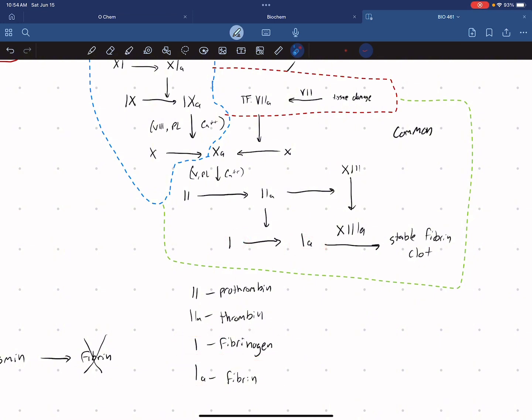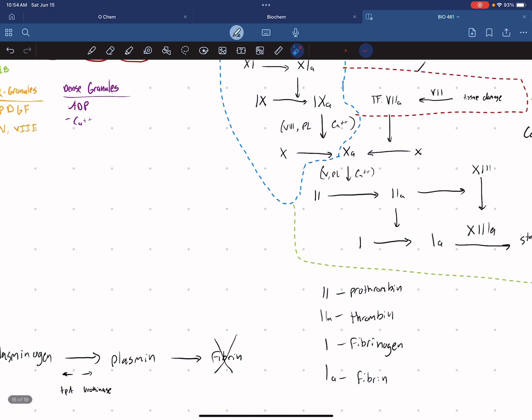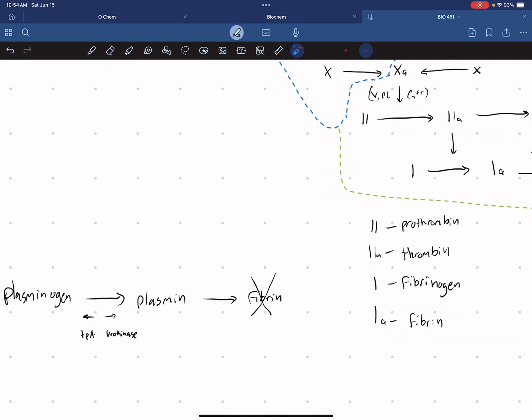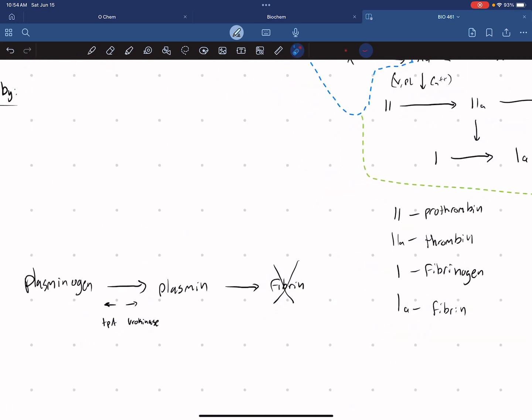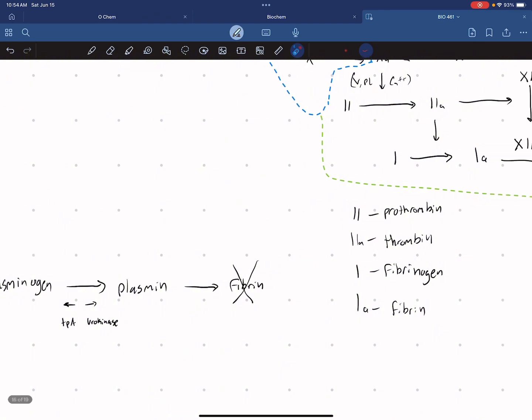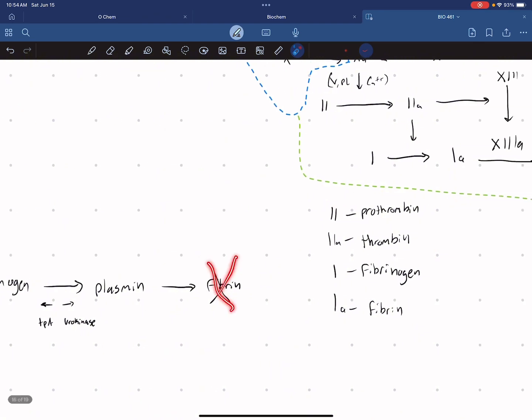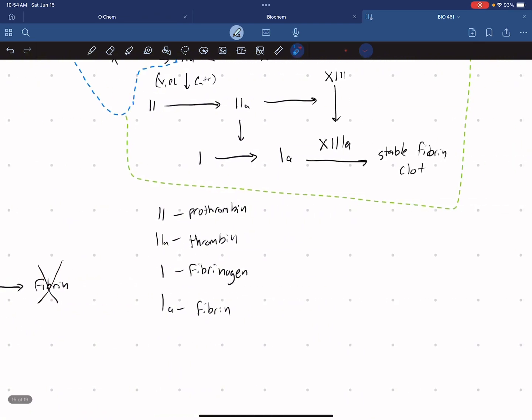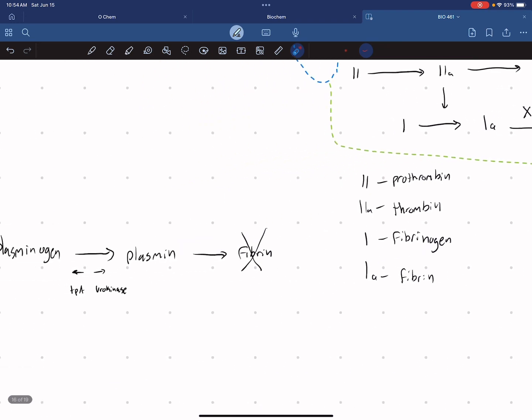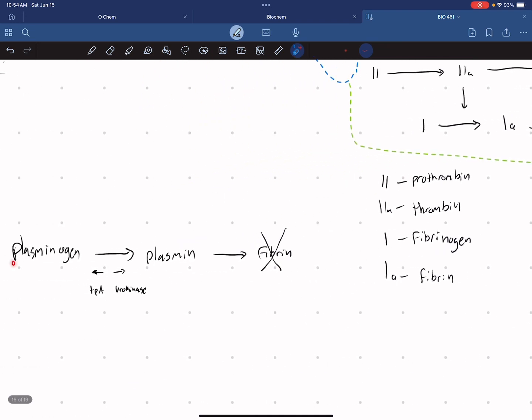So a couple different things here. We have different proteins in the blood. This is plasminogen, which can be activated by urokinase to form plasmin. And what plasmin does is it eliminates this fibrin. It breaks down the fibrin of the clot. So after the clot has done its job and after the bleeding is stopped, this plasminogen becomes plasmin, which inactivates this fibrin and causes the breakdown of the clot.